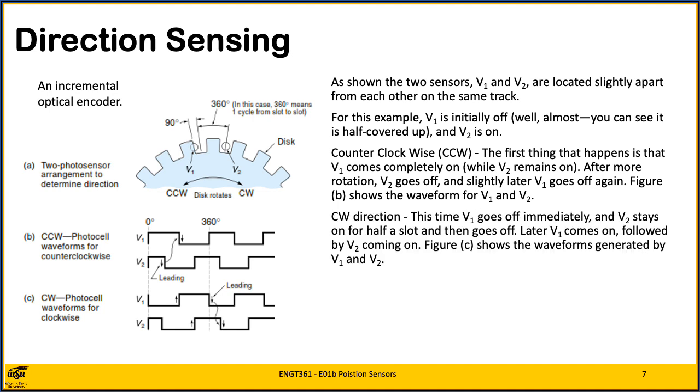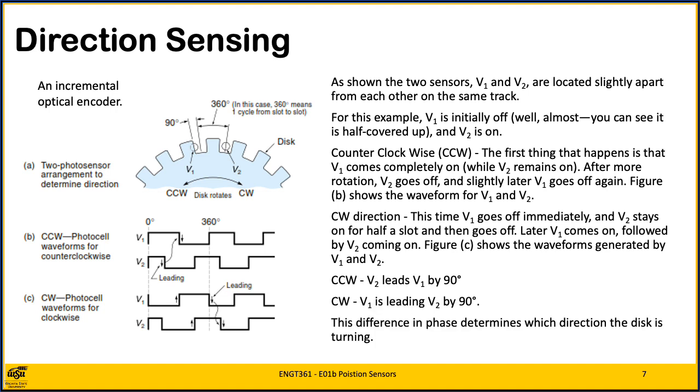Now, consider what happens when the disk is rotated in the clockwise direction, starting again from the position shown in figure A. This time V1 goes off immediately and V2 stays on for half a slot and then goes off. Later V1 comes on, followed by V2 coming on. Figure C shows the waveforms generated by V1 and V2.